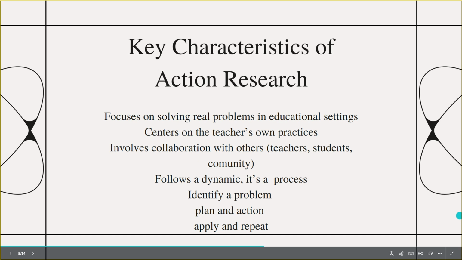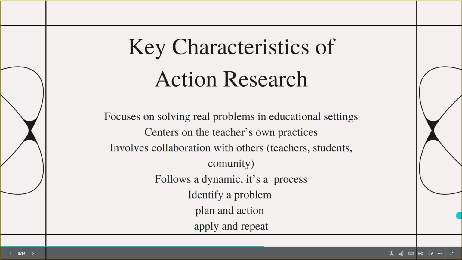Practical focus. Action research focuses on real issues that affect classrooms or schools, such as low student participation, behavior problems, or learning difficulties. The purpose is to find and use solutions that can be applied right away. The teacher's own practice. In action research, the teacher is also the researcher. Instead of studying others, teachers examine their own teaching practice, reflect on what has worked and what does not, and try new strategies to improve their practice. This process promotes self-reflection and professional growth.